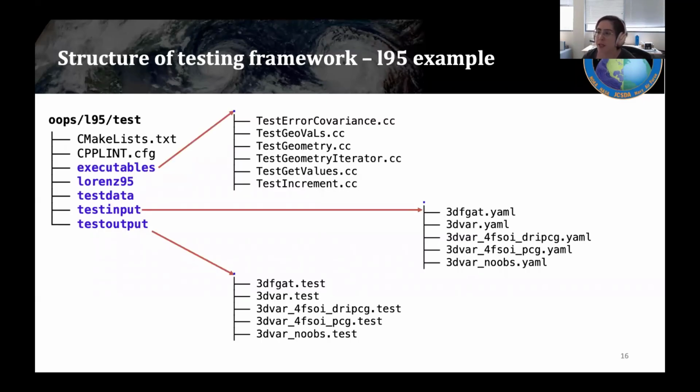Here I'm just rephrasing what I showed in the previous slides. In the last slide, we looked at FV3 JEDI. Now let's look at L95, which is a toy model in OOPS. We have executables that will hold all the source files. We have test input that holds YAML files, and then test output, which holds the reference files here.